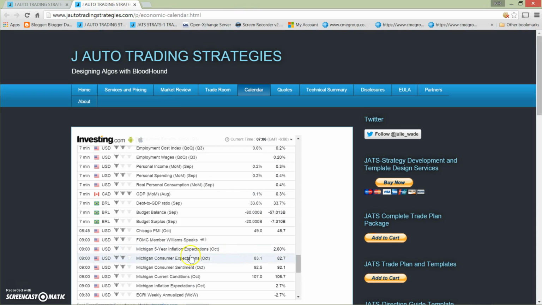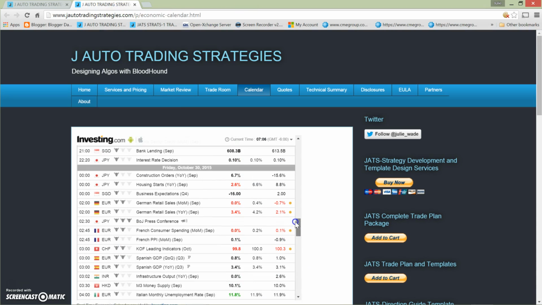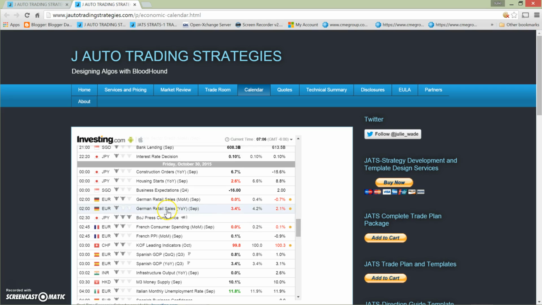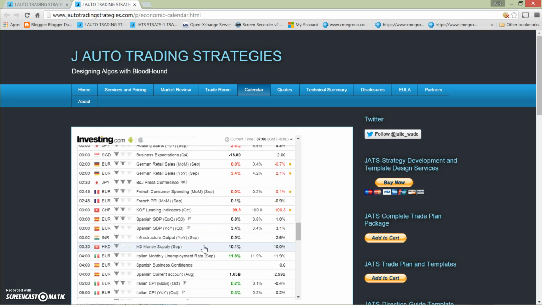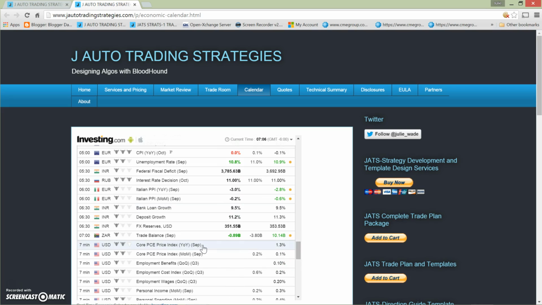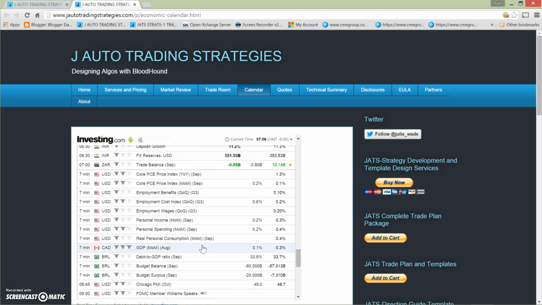Take a look at the calendar real quick. Overnight, we had some bad news out of Europe. German retail sales really hitting the skids, and French consumer spending is at zero, which is not good for the European economy at all. So I'm seeing some deflation of the momentum perhaps coming into our markets.